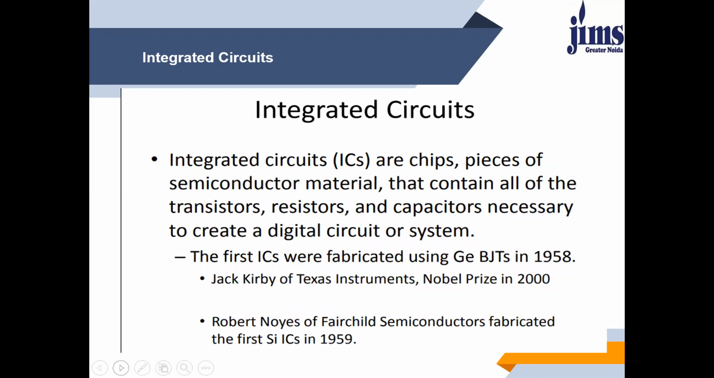What are integrated circuits? Like, you know that in an IC that we were talking about in a practical lab, in an IC, 4 gates are there. So on a single IC, we can take advantage of 4 NAND gates or AND gates. This is an integrated circuit. Integrated circuits are chips consisting of transistors, resistors, capacitors.